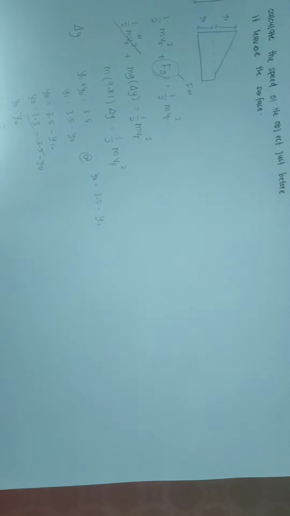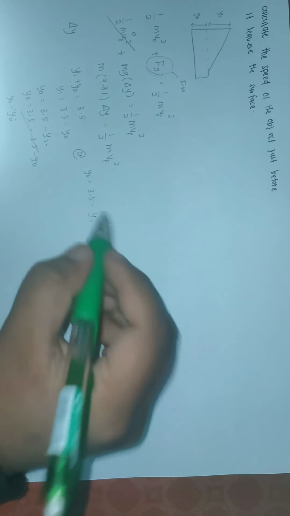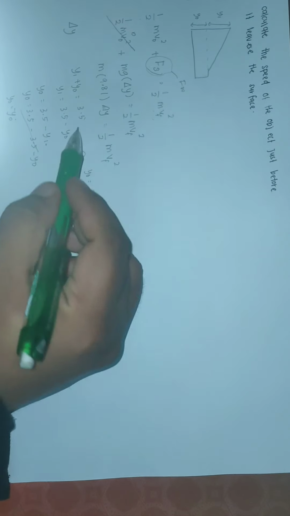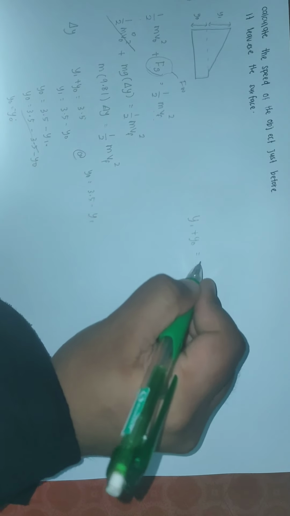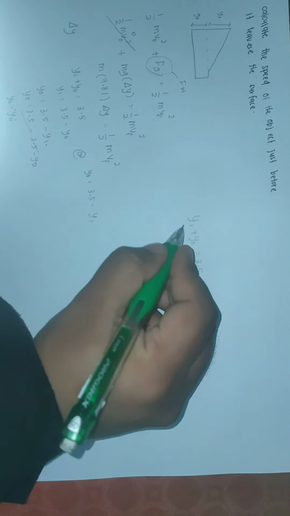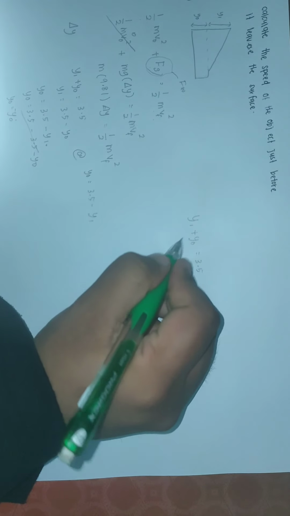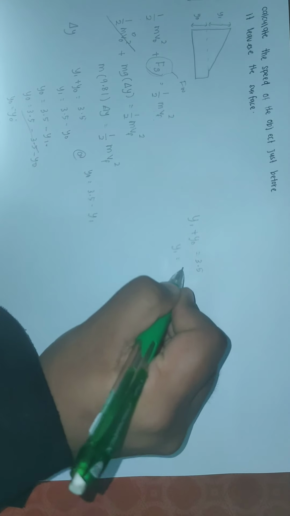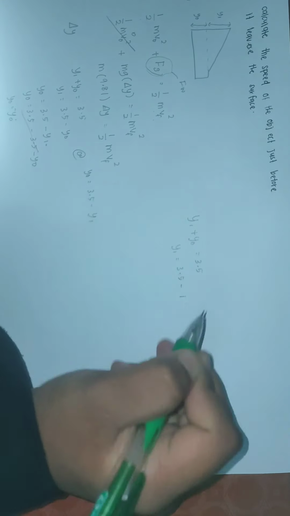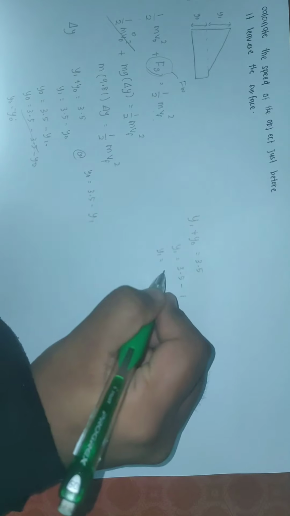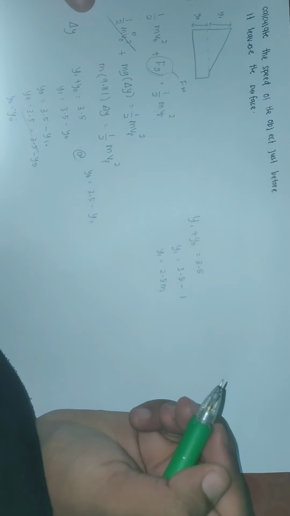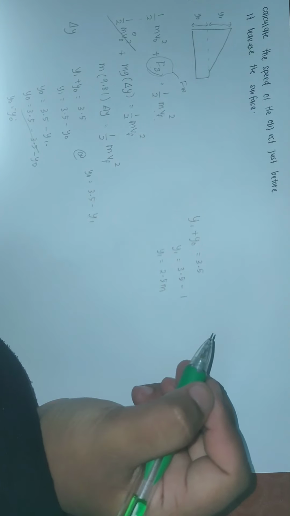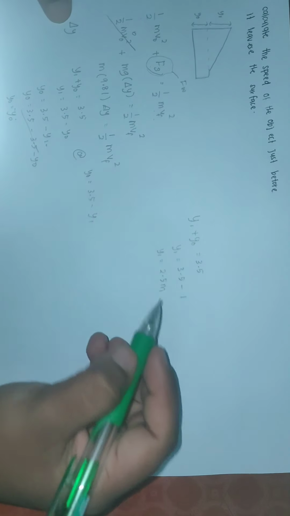Okay, so we can put it back into this equation, y1 plus y0 equals 3.5. We don't know y1, but we have the value of y0. So y1 equals 3.5 minus 1, and we get y1 as 2.5 meters. Okay, we have the value of delta y.